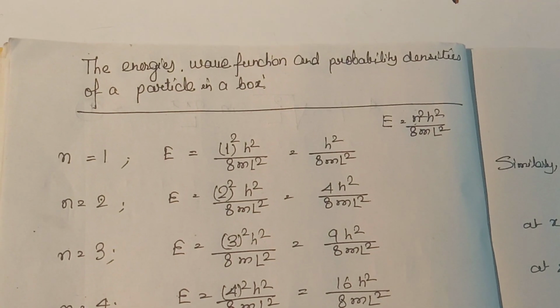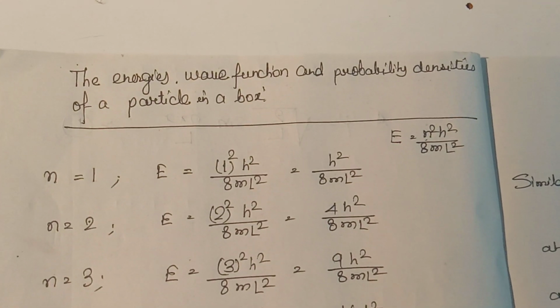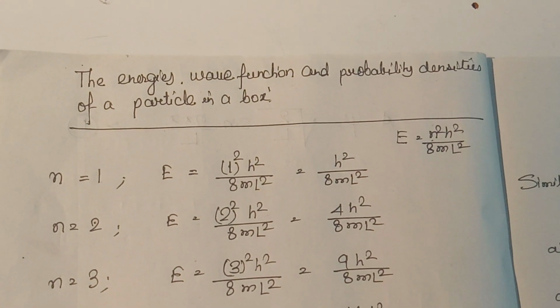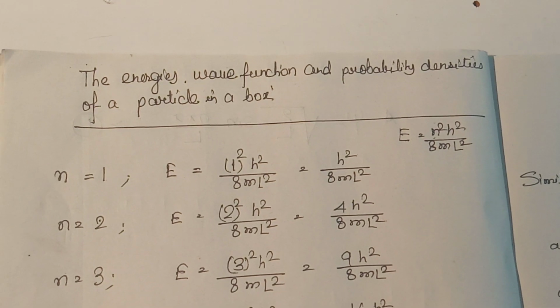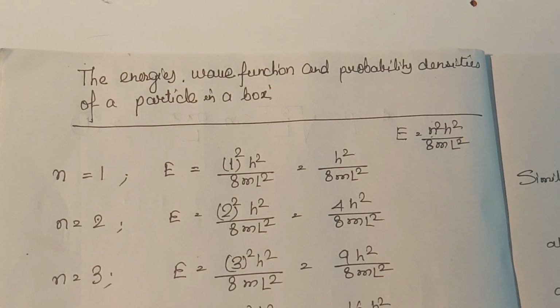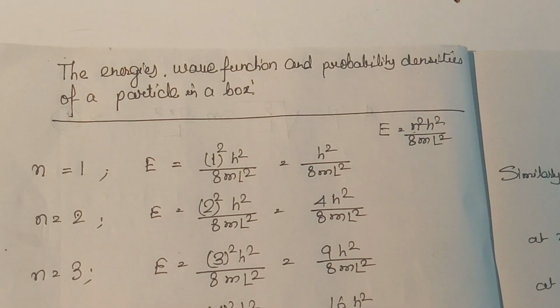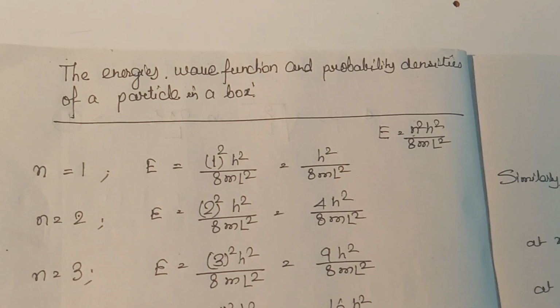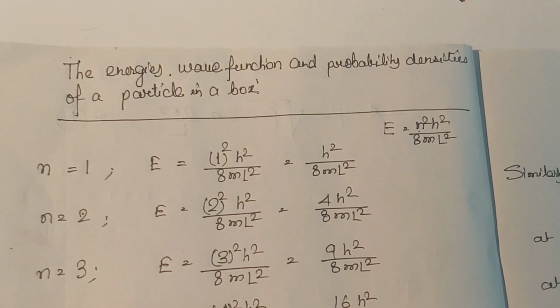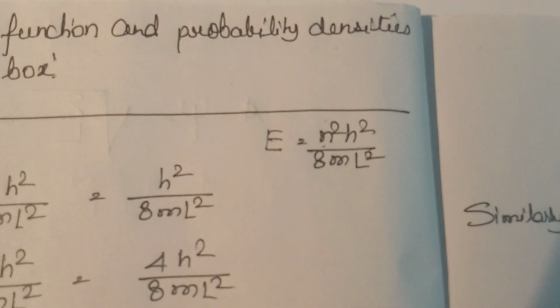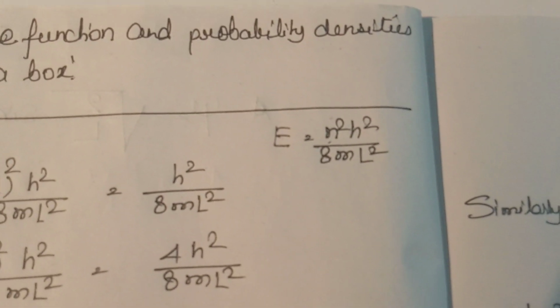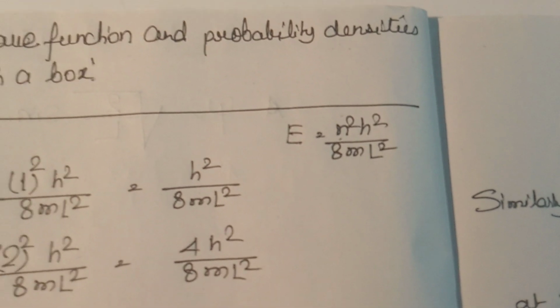The energies, wave function, and probability density of a particle kept in a one dimensional box at different energy levels can be determined with the help of the energy expression for the particle and the wave function expression. The energy expression is n square h square divided by 8ml square.